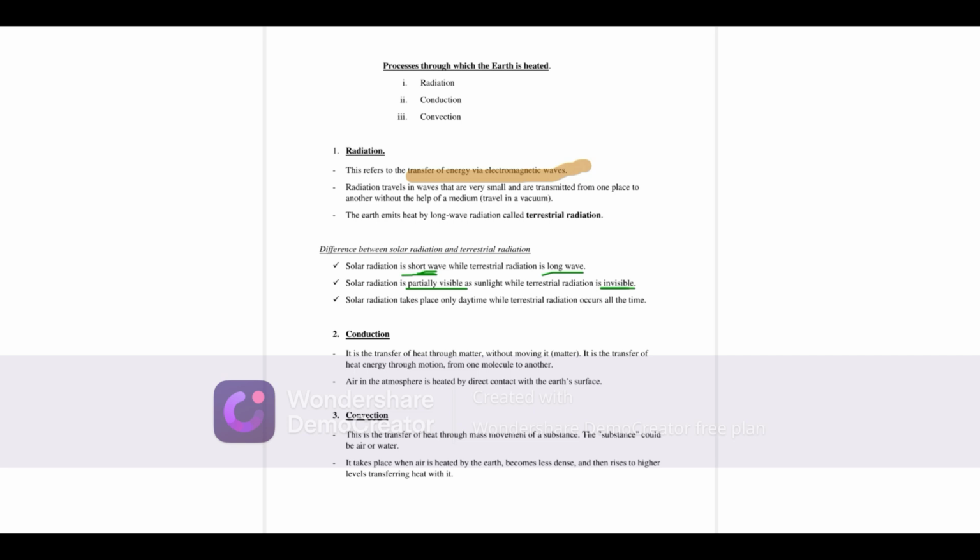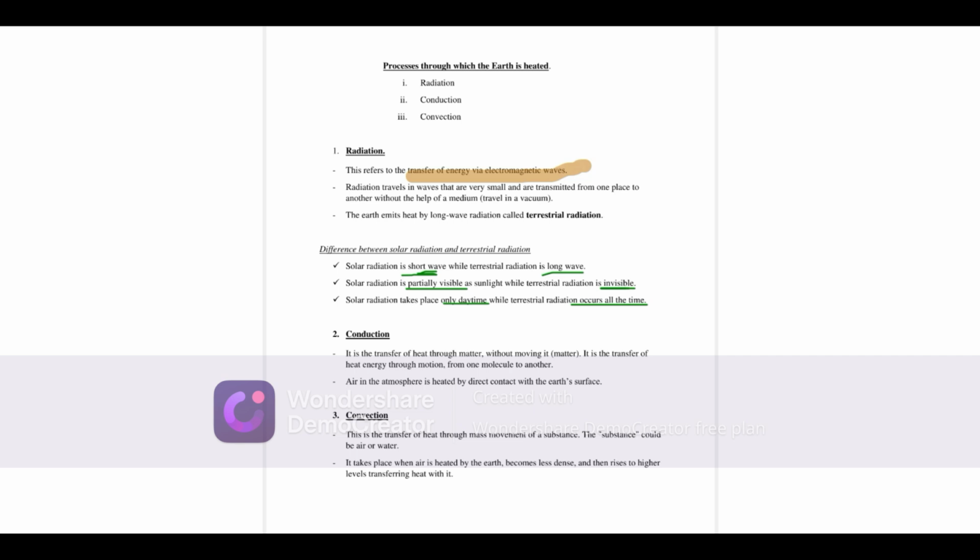And that is why at night you'll be able to feel some of the heat radiated from the earth, actually from the walls. It is the terrestrial radiation, you're not able to see it. But with solar radiation, you'll be able to see it as sunlight. Number 3, solar radiation takes place only in the daytime, while terrestrial radiation occurs all the time. So a point of comparison in this number 3 is that this is during daytime and this one occurs all the time. So those are areas of comparison between the two aspects.